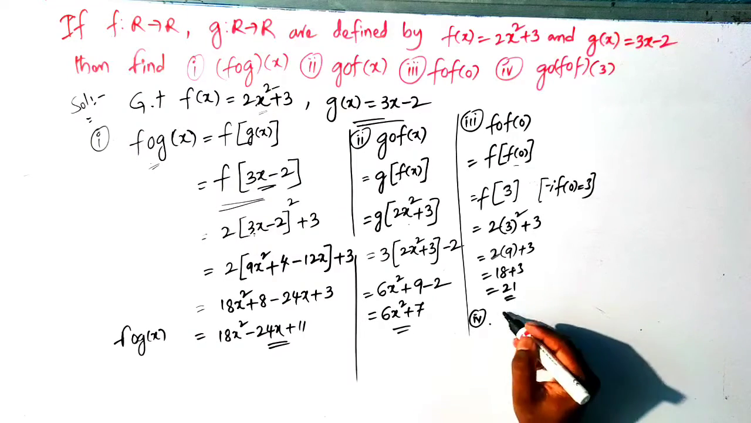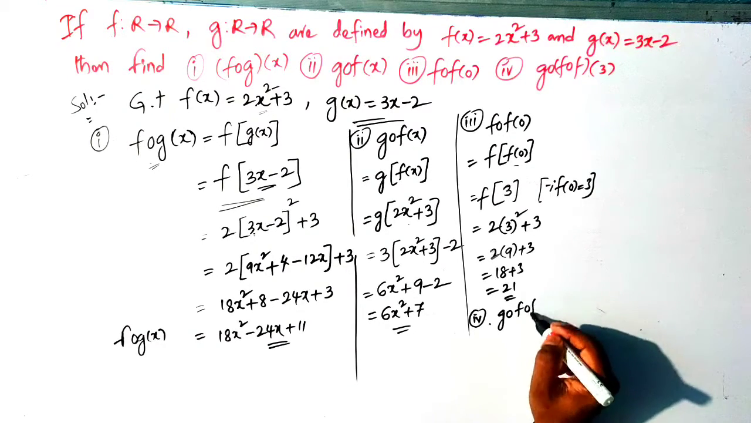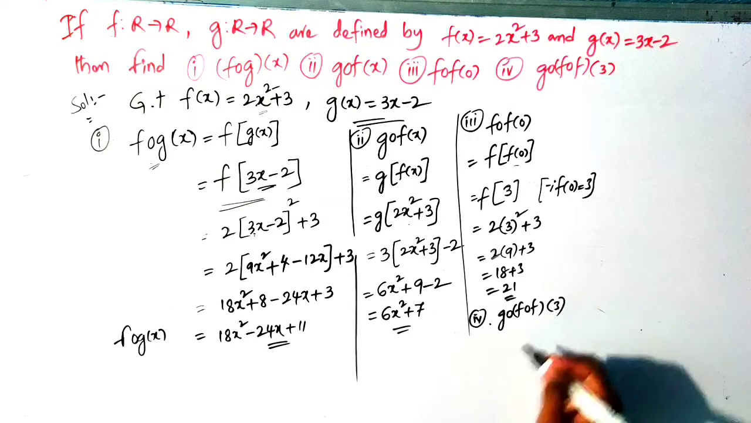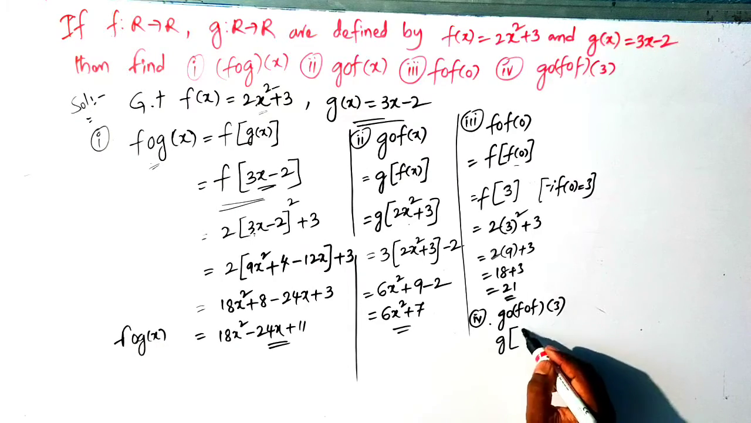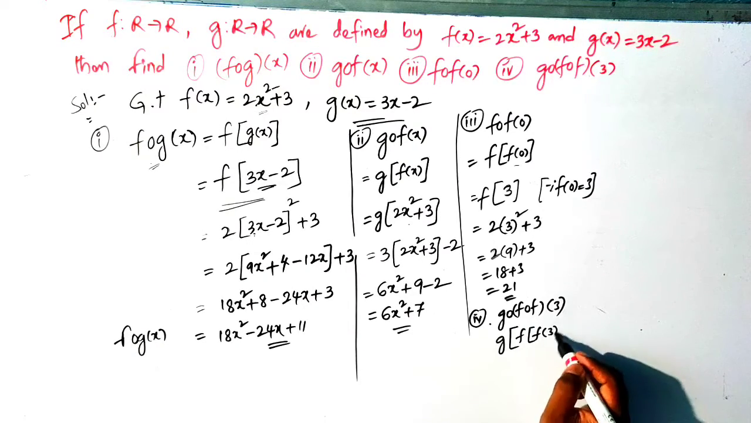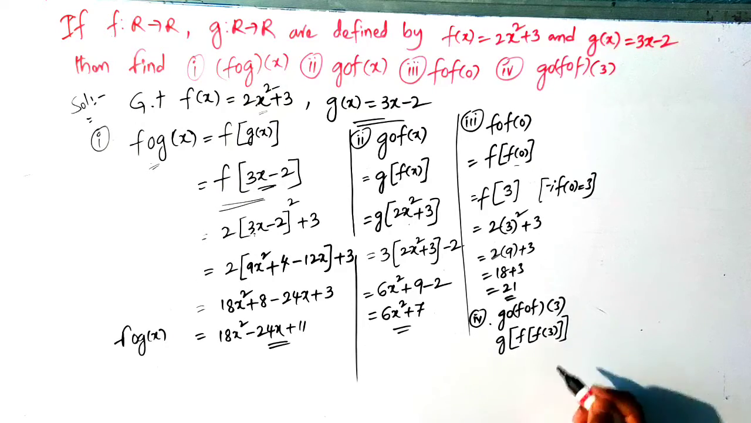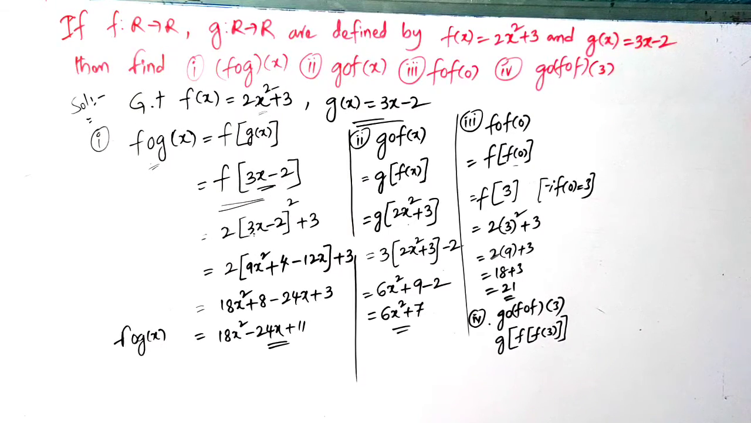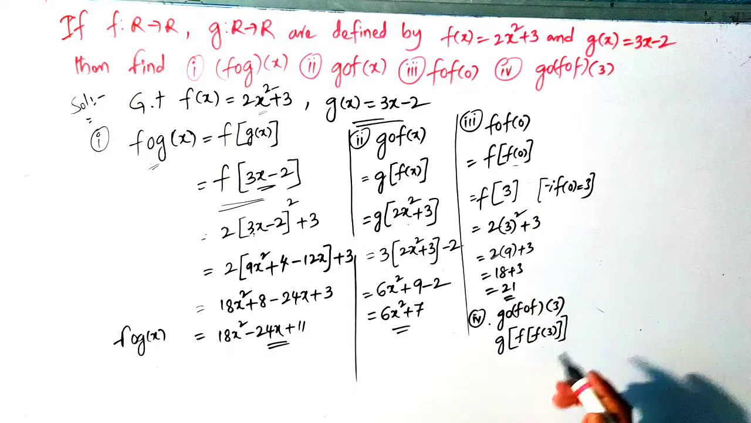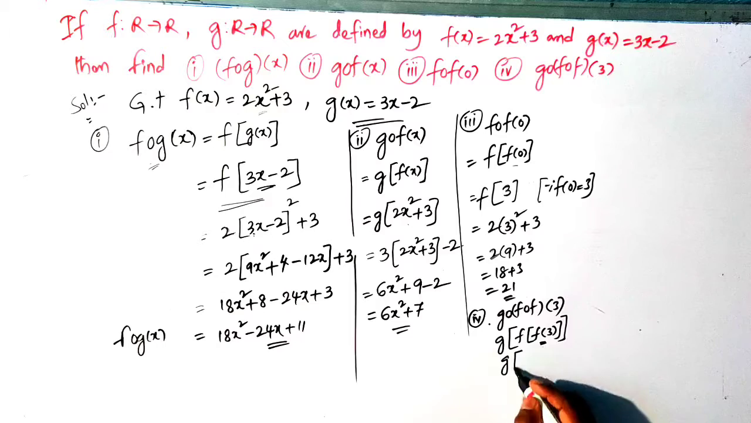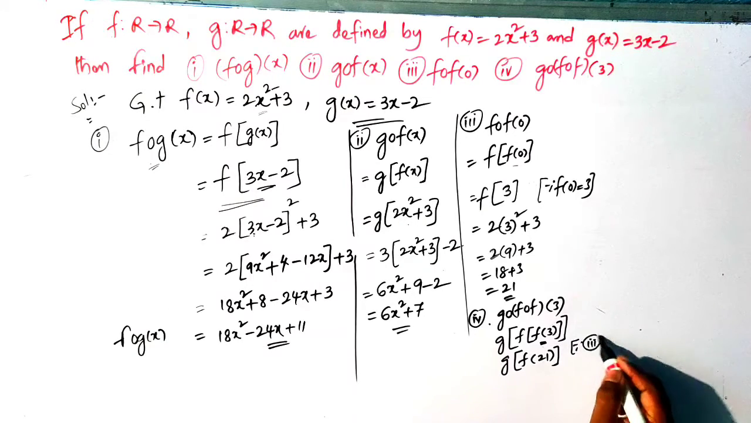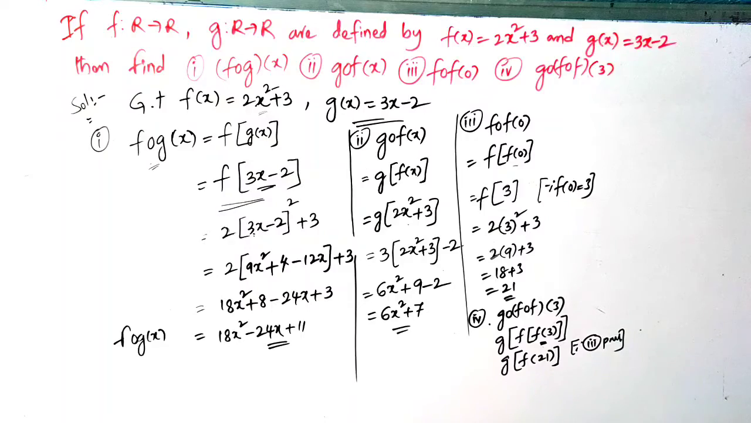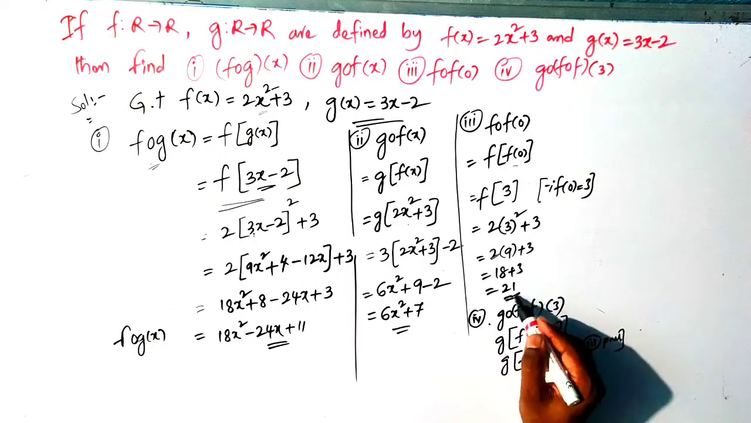So what is the fourth one? g circle f of 3. Clear? So g of f of 3. So f of 3 value we got here. f of 3 value is nothing but 21. So we got this value, directly we write here g of f of 21. Clear? Since from the third problem, f of 3 value is 21. So we got like this here.